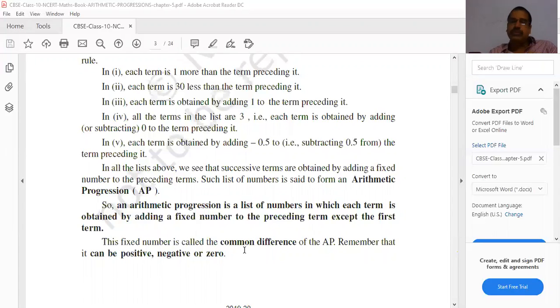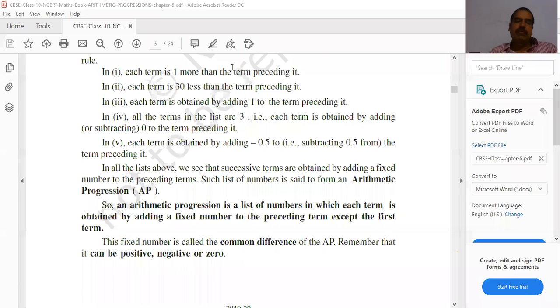If it is negative, the fixed number is called the common difference. The difference is common between the two terms. If the common difference is positive, the series is in increasing order. If the common difference is negative, the series is in decreasing order. If the common difference is 0, then the same number will continue in the series. So these three are the possibilities.